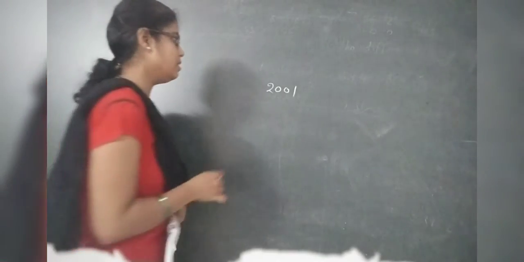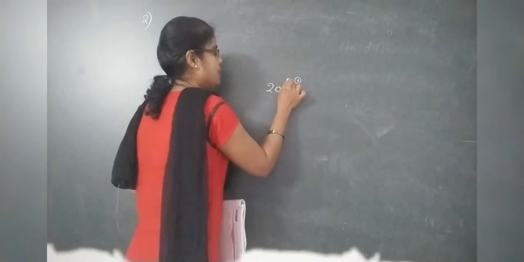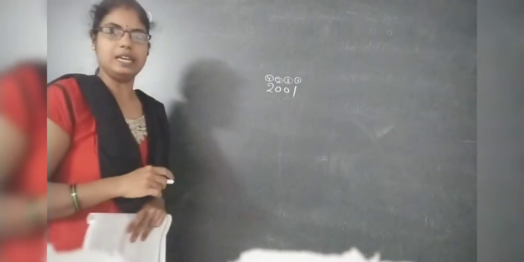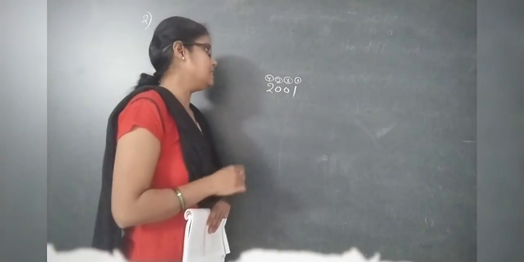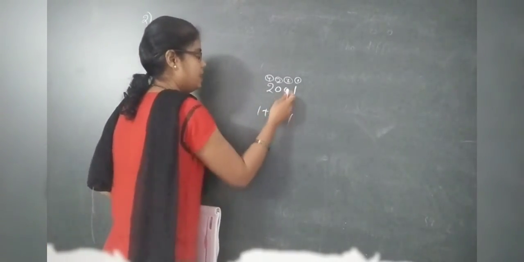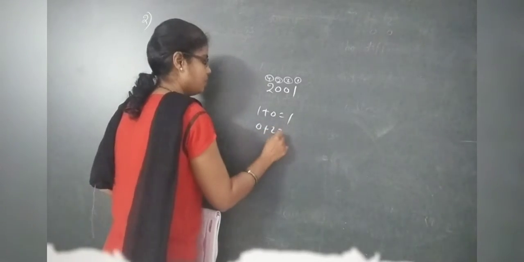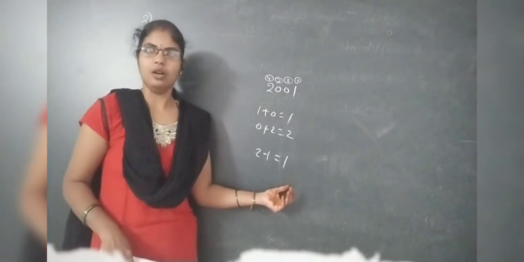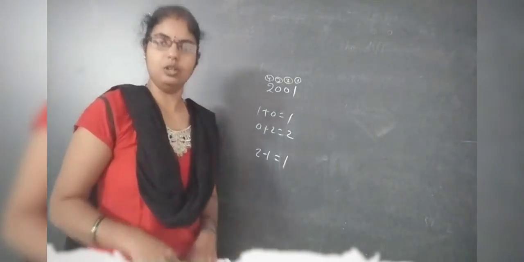How to check it? So this is first place, second place, third place, fourth place. Sum of the digits at odd places minus sum of the digits at even places. Okay. So 1 plus 0, how much? 1. Next one, 0 plus 2, 2. What is the difference? 2 minus 1 is 1. So is 1 divisible by 11, children? No, it is not divisible by 11. So 2001 is not divisible by 11.